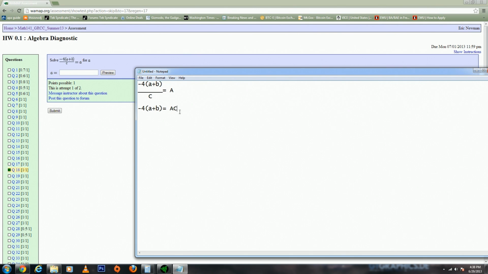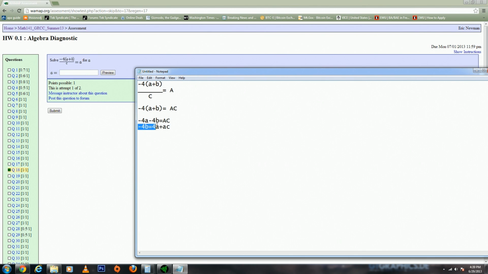Alright, so now we have negative 4a plus b is equal to ac. So just go ahead and distribute, just because it makes it easier. You don't need to, but minus 4b. And the question's right here, so we're going to see if I do it right. So equals ac. So anyway, what you want to do at this point is bring the a over. So negative 4b is equal to, add a to both sides, and negative 4b is equal to 4a plus ac.